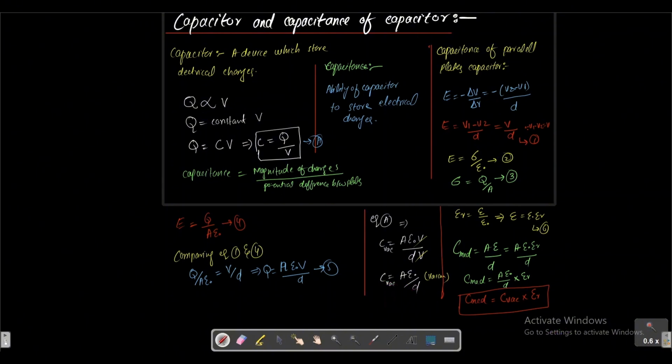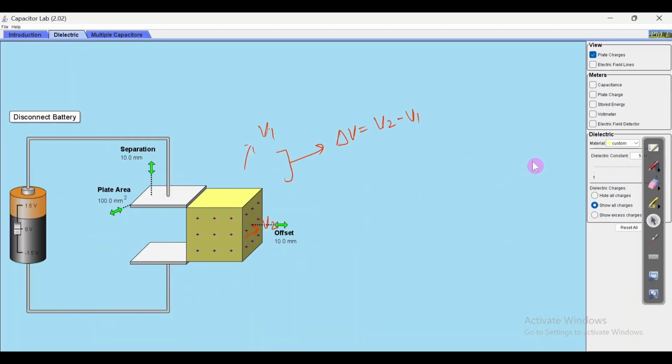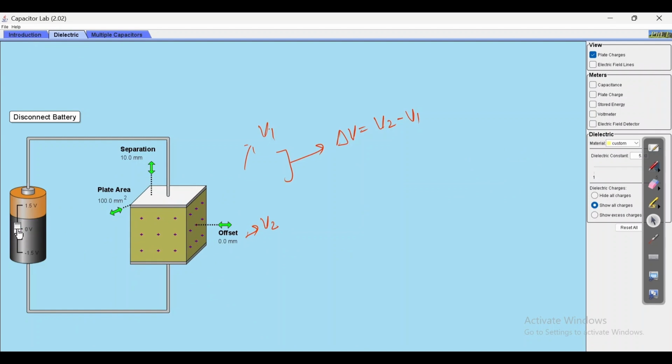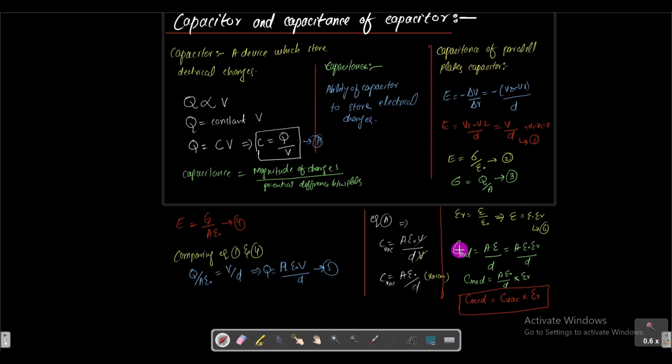If I put a medium between the two plates, the capacitance for this capacitor is given by this equation. Now the capacitance C medium means I insert the medium between the plates of the capacitor. For this, the capacitance will be equal to the capacitance when there was no medium, the capacitance in vacuum, multiplied by epsilon r. Here epsilon r is called relative permittivity, and for every material this relative permittivity is different.